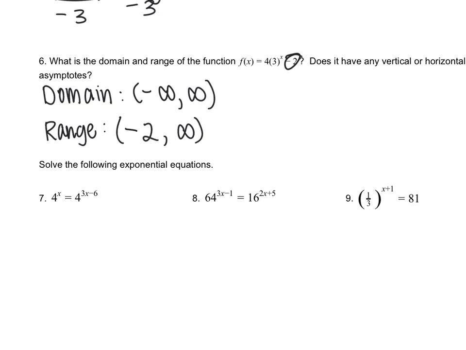If there had been a negative in front, so it had been negative 4 times 3 to the x minus 2, my range would have been from negative infinity to negative 2. It would have just made that the negative 2 is the biggest value my function can take.